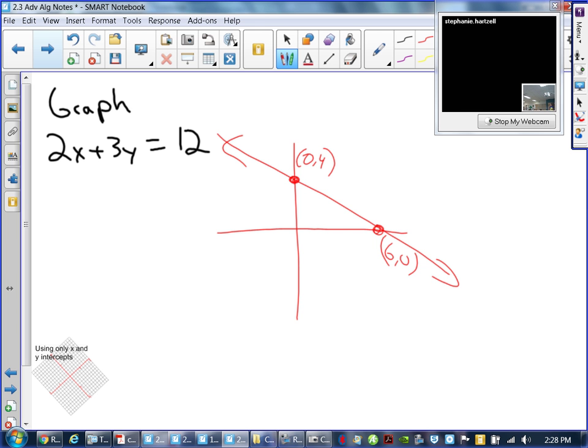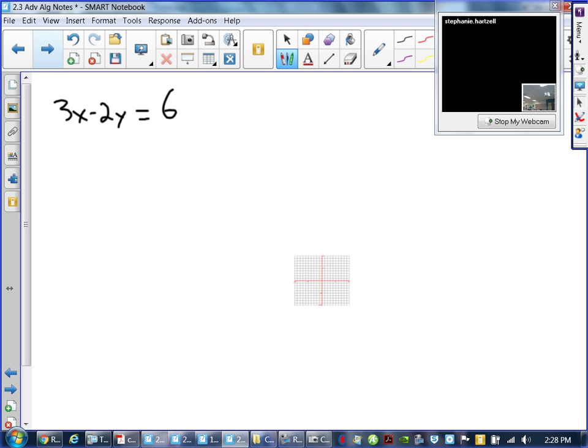Will it change if one of the values is negative? Nope. Your graph will change, but the process never changes. The process doesn't change. 3x minus 2y is 6. Instead of dividing by positive 2, you're dividing by negative 2. It just moves the graph.